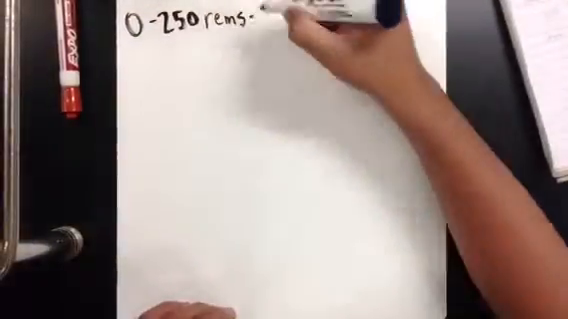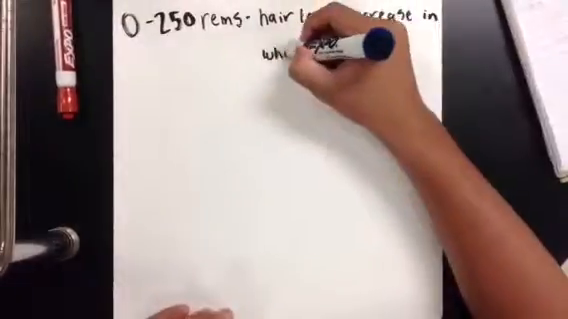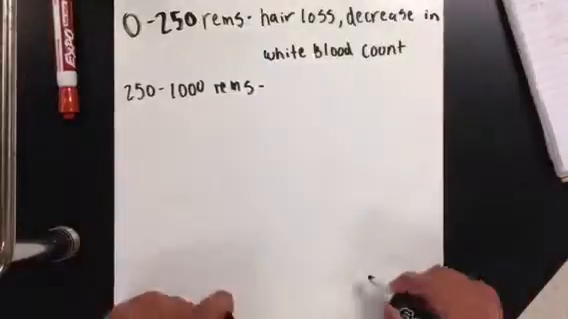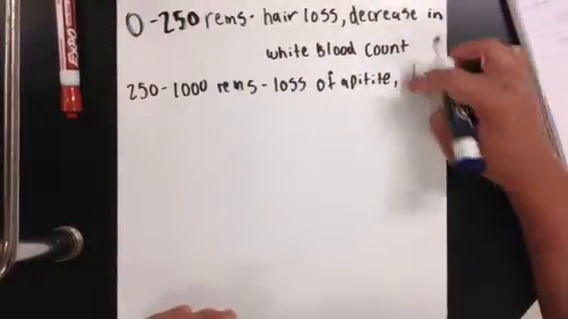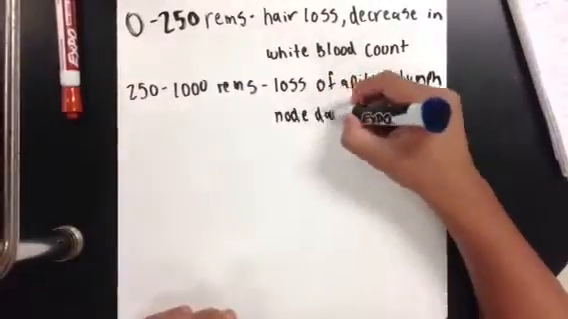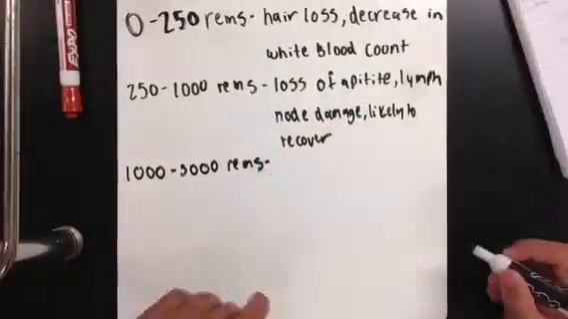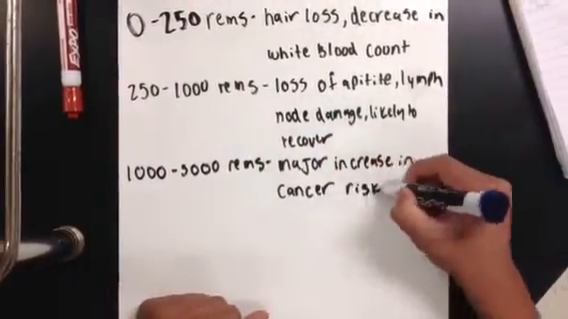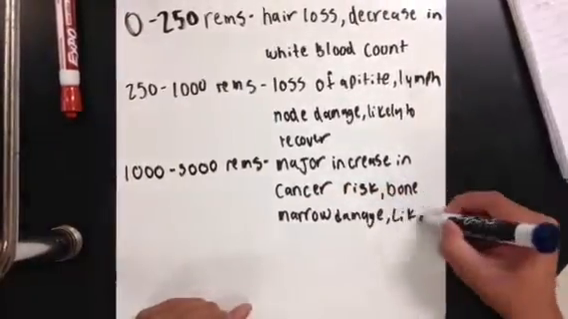From 0 to 250 rems, you can expect a loss of hair, a drop in white blood cell count, and a drop in red blood cell count. From 250 to 1000 rems, you can expect a severe loss in appetite, nausea, and spleen damage, but you are most likely to recover. From 1000 to 3000 rems, you can expect an increase in cancer risk, no appetite, severe spleen damage, lymph node and bone marrow damage, and you are less likely to recover.